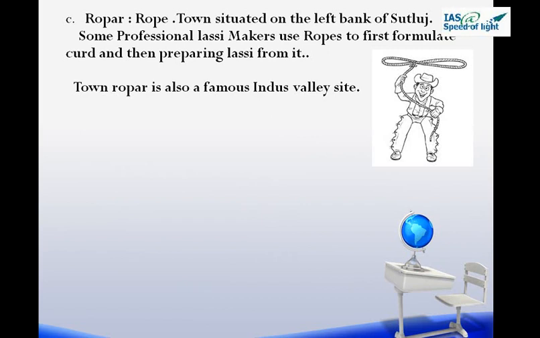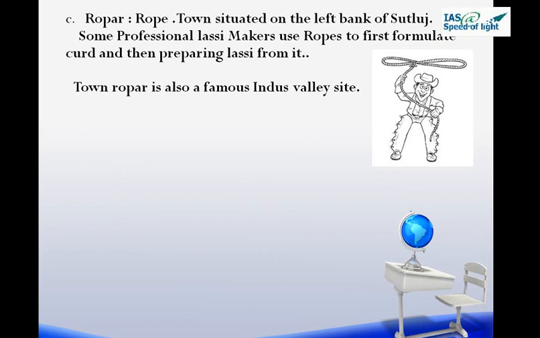So Roper wetland, again a wetland, is in the state of Punjab. This same town Roper is also a famous Indus Valley site. This thing we will talk about when we study the ancient history part. Famous Indus Valley civilization site.